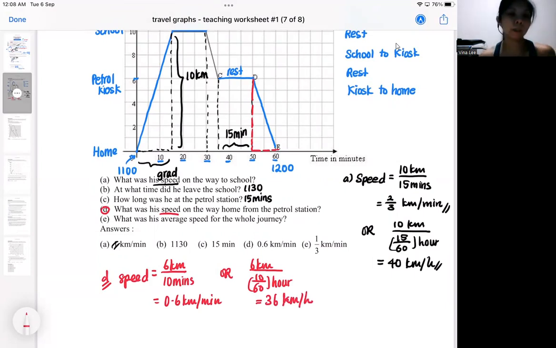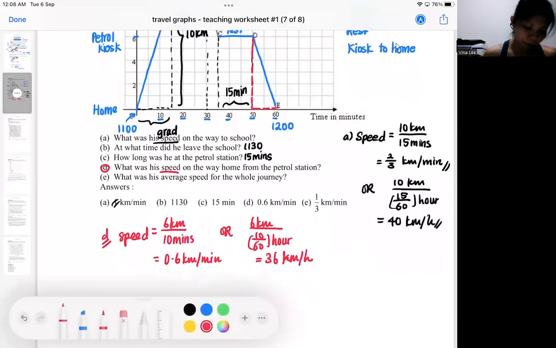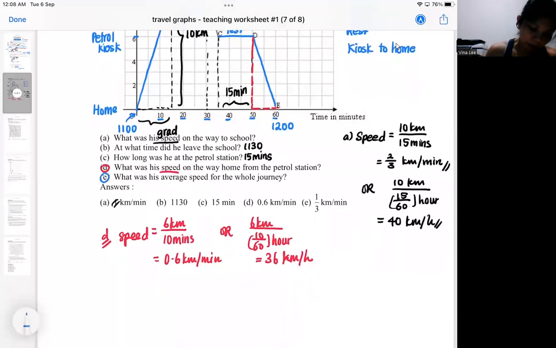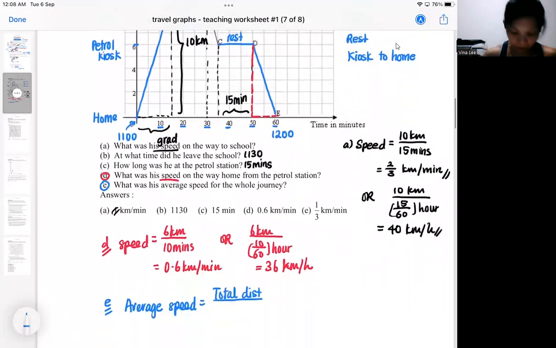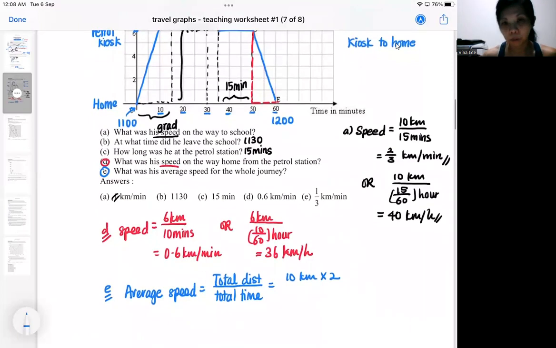Okay, then what is the average speed for the whole journey? If we're talking about the whole journey, remember we are talking about the total distance divided by the total time. So the total distance is 20 kilometers, because it's from home to school, which is 10, and then he traveled back, that's another 10. It's a to and fro journey, so it's 10 kilometers times 2. And it takes 60 minutes.